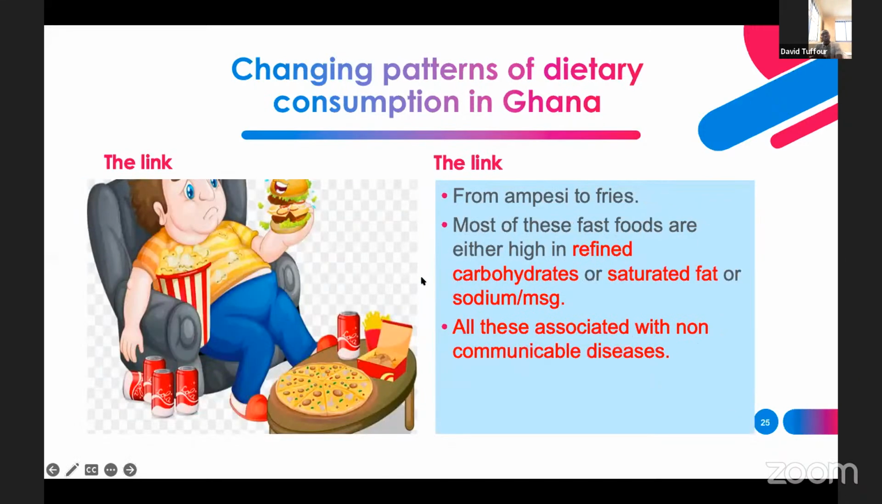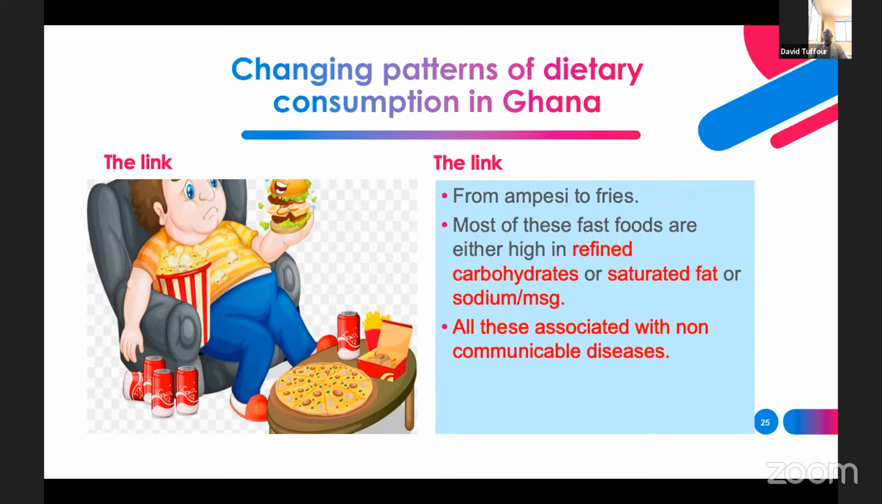So here's the changing trend. All right. People who can afford these kind of foods have, for some reason, it looks prestigious to acquire these foods. And therefore, the trend is shifting because these days a lot of people are in this categorization of middle and high income people. And therefore, the patronage of these sandwiches, burgers, fries is on the rise or on the increase. Here is the link. My very good friend, like he says, from ampesi to fries. From ampesi to fries. Maybe can we have a typical Ghanaian type of fries? Maybe the future will tell.